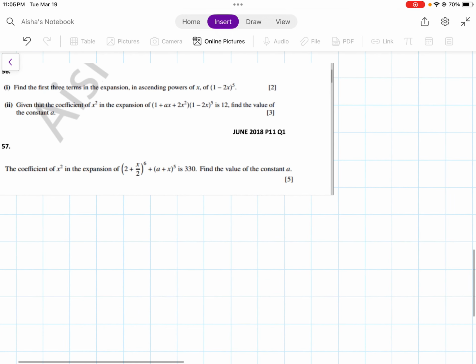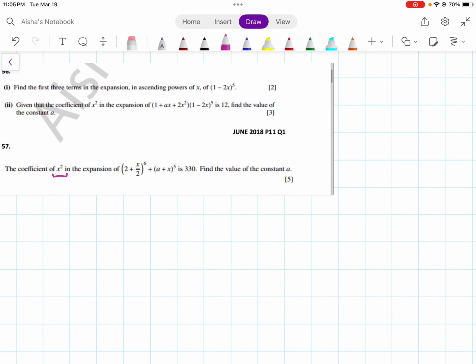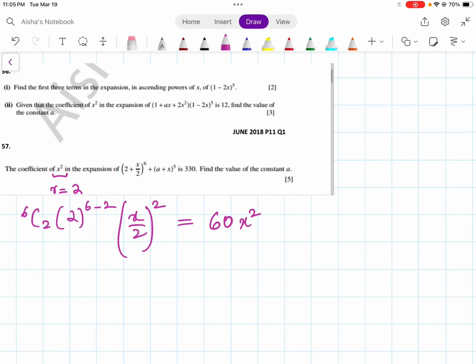Now let's do a particular question. Let's do 57 first. The coefficient of x square, the variable x is on the second place. That means the value of r is 2. 6c2, 2 to the power 6 minus 2, x upon 2 to the power 2. That gives you, divided by 4, gives you 60x square.